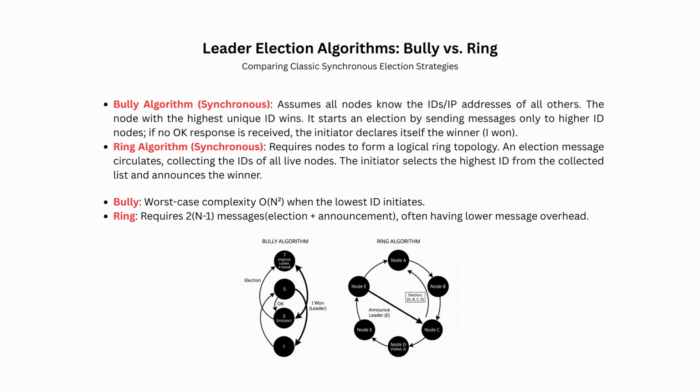In contrast, the ring algorithm imposes a logical ring structure. When a node detects failure, it sends a message containing its ID to its successor. Each subsequent node adds its own ID, piggybacks it, and passes the accumulating list along. When the message returns to the initiator, it scans the list of live nodes and announces the highest ID as the leader. This ensures that only active nodes participate and it requires fewer overall messages than the bully algorithm, making it preferable for time-critical systems if network congestion is managed.